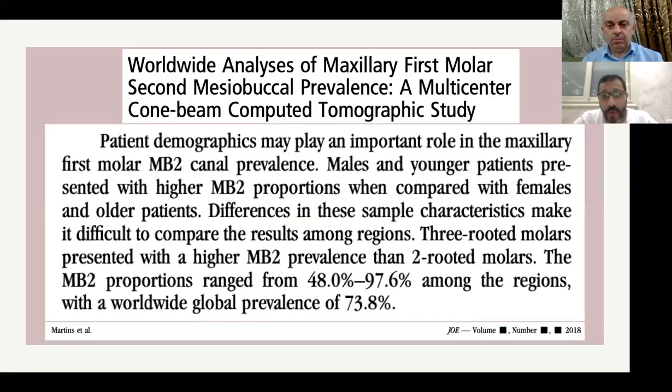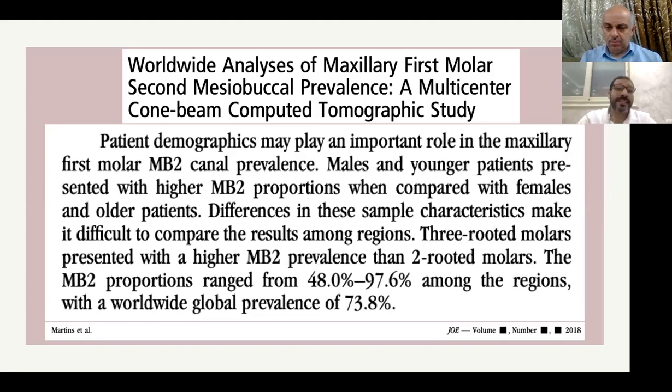We also found that males and younger patients presented with higher MB2 proportions when compared with females and older patients. It was a very interesting finding, but I learned from this project that you have to search for MB2 as it is a normal canal, not an extra canal, not one that may be present or not present. We found that the global prevalence of MB2 is about 73.8%. So if you have 10 maxillary first molars with root canal treatment, you can see MB2 in about 7 to 8 of them. So it is not an extra canal, but one of the main canals of the maxillary first molars. This is the first example.